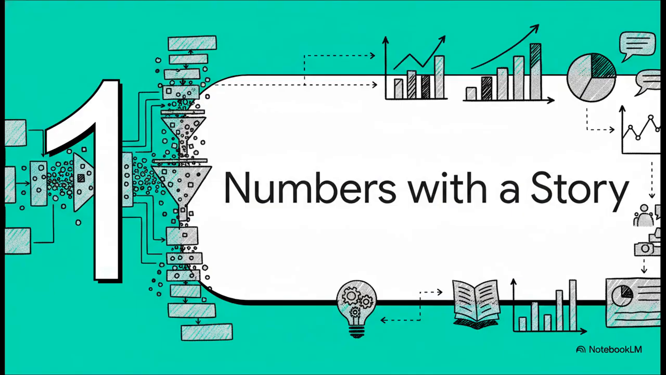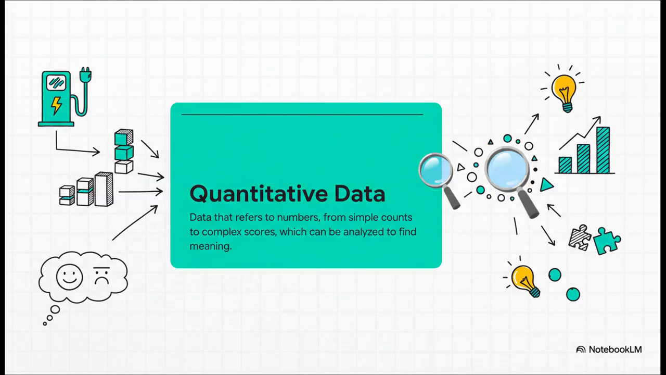So to answer that, we've got to first understand the language that makes this whole thing possible. And that's the language of quantitative analysis. It's really how we make numbers tell a story. And at the very heart of that is something called quantitative data. All it really means is taking parts of the real world, like the number of charging stations or even someone's opinion on something, and turning them into numbers.